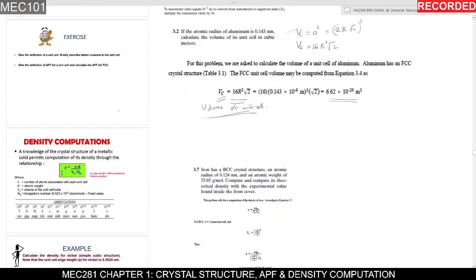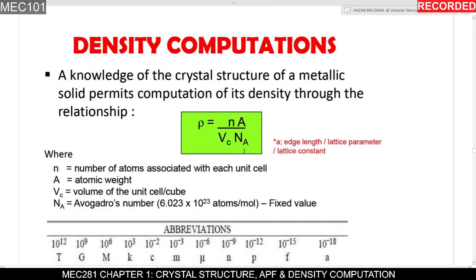Okay, and let's go back to the density here. And then NA is the Avogadro number. So this is the constant, the Avogadro number. As we know, it is the value of 6.023 times 10 to the power of 23 atoms.